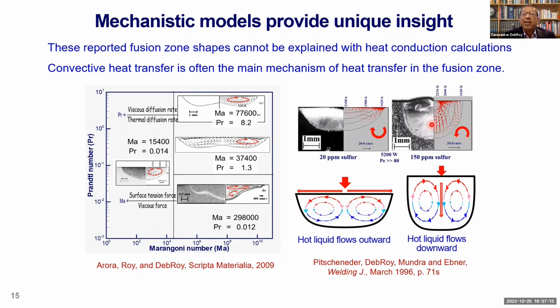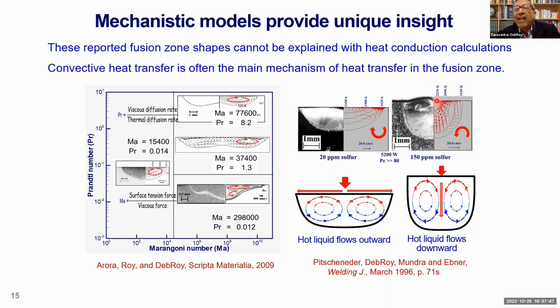If we have a small amount of what we call surface active element, such as oxygen, sulfur, selenium, tellurium in steel, they change the temperature gradient of interfacial tension, which is a physical property. And depending on that property, we can have a flow going from the middle to the periphery, or we can have a flow that is going from the middle downward.